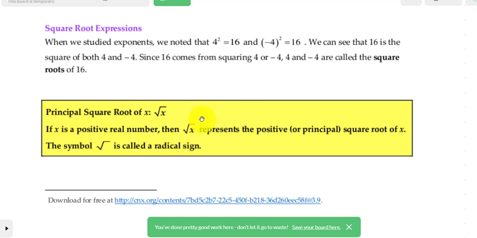Okay, so in the yellow box here, we have a definition, right? It says if x is a positive real number, then the square root of x represents the positive or principal square root of x. And this symbol is called the radical sign. I know some people call this the square root sign, but it's really called the radical sign because there are other roots we can take, like the third root or the fourth root, and so on. So let's take a look at the next page.